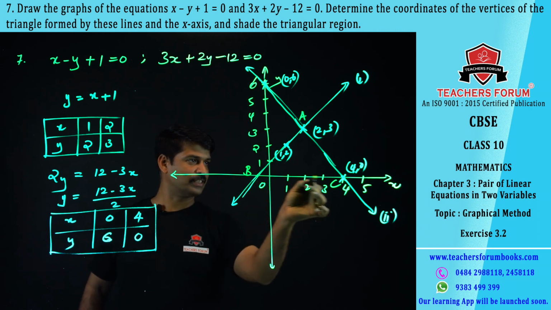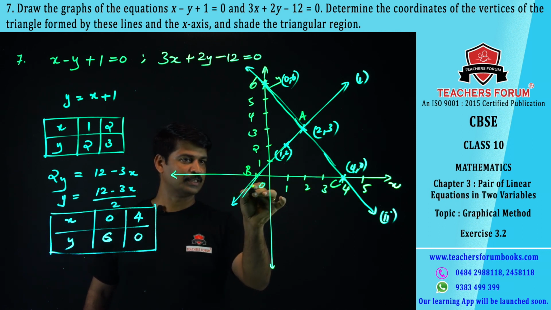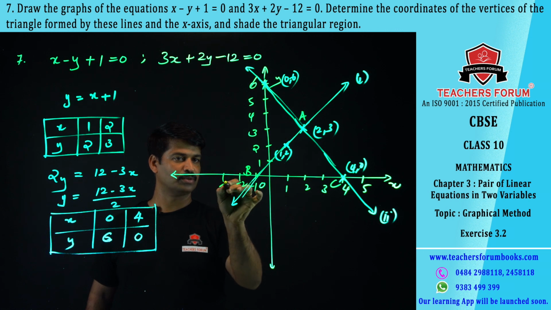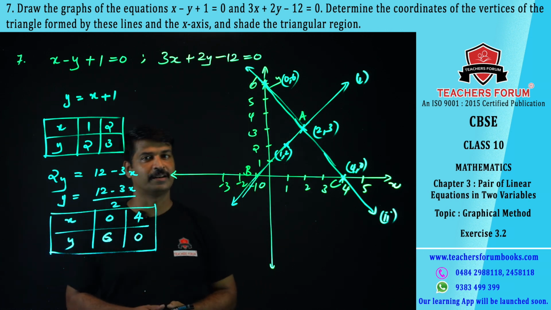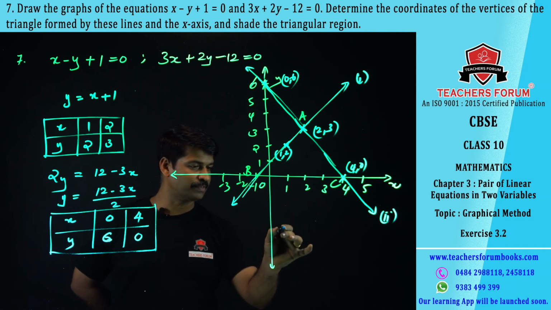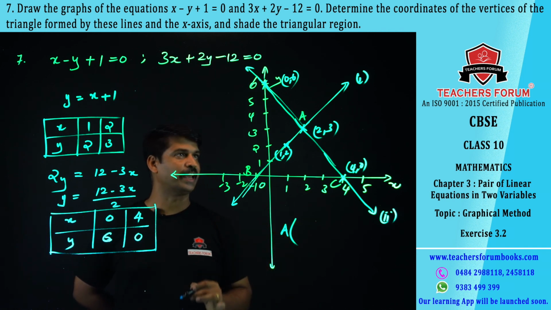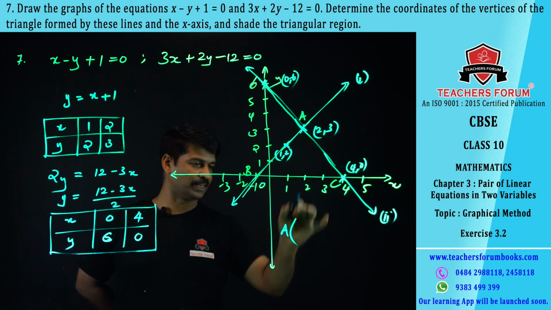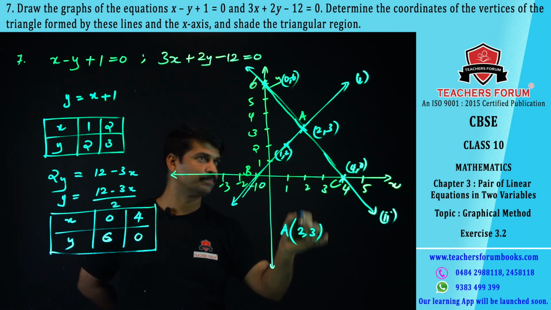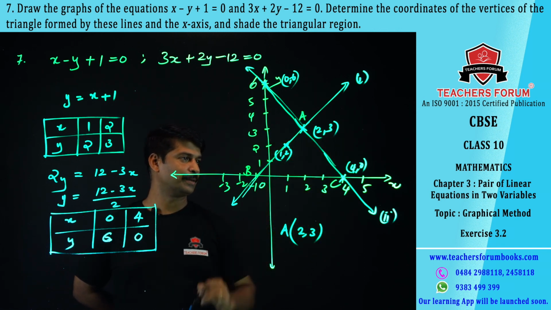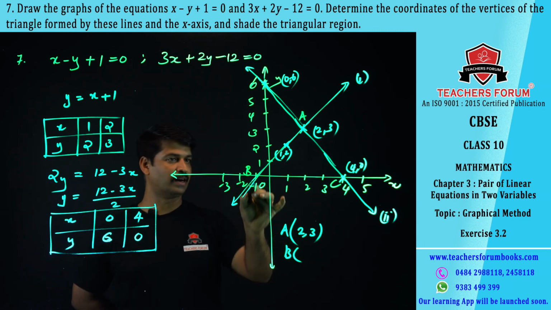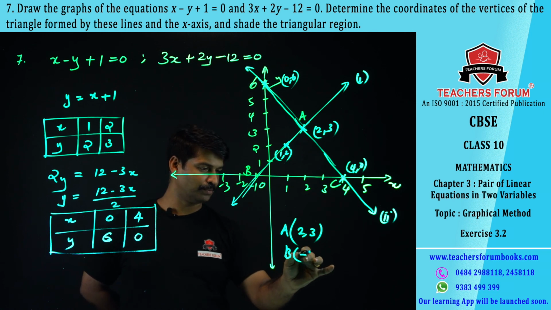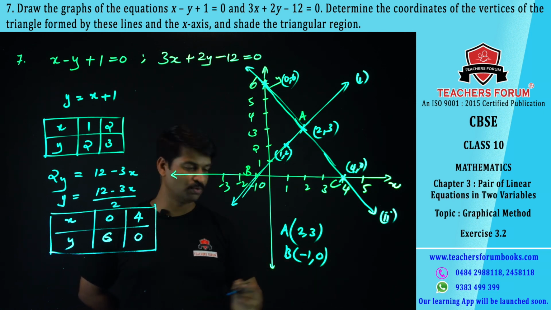Now if you extend this graph to the negative side, this will be -1, -2, -3, etc. So can you tell me what are the coordinates of triangle ABC? The first one, coordinate of A, what is that? A is 2, 3. It is given there. What is the coordinate of B? The coordinates of B are x value -1, y value 0. So B is -1, 0.